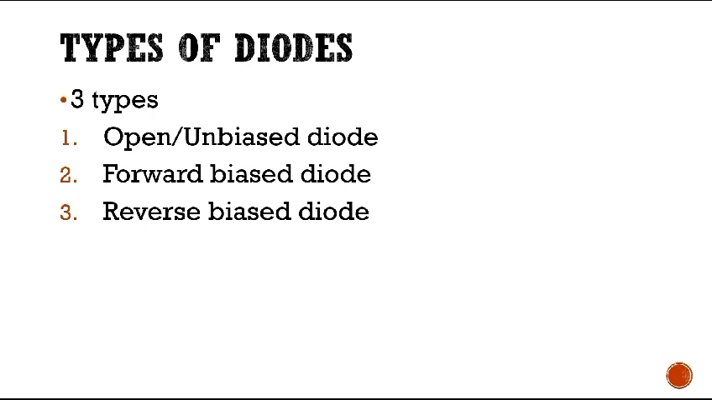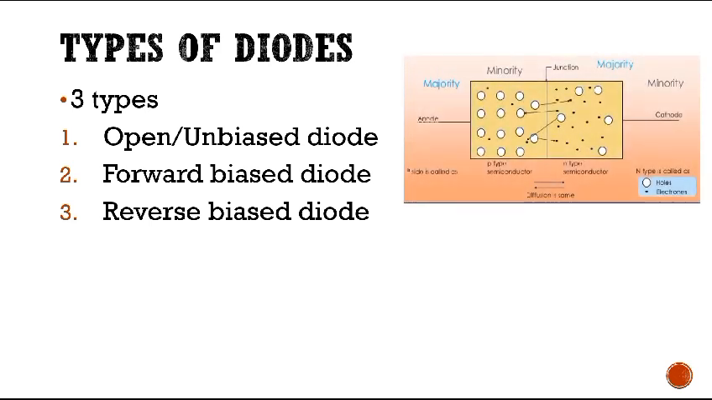The p-n junction, in which no external voltage is applied, is called a zero bias p-n junction. This zero bias p-n junction is also known as an unbiased p-n junction or open or unbiased diode. As you can see here in this figure, this is the p region, this is the n region, and there is no external voltage applied here. So this is an open or unbiased diode.